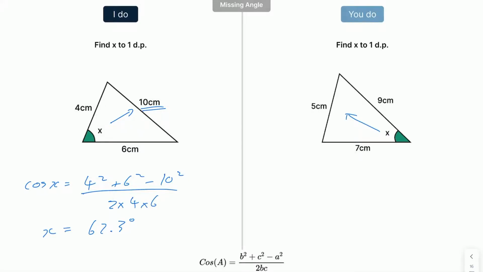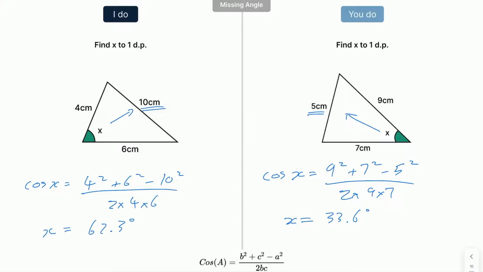The first thing you want to do is label the side opposite x. So now you know what A is, and now that you know what A is, you know how to write your formula. That's going to be 9 squared plus 7 squared. Like I said before, you can write the 9 and the 7 either way. B and C is just either this or this. It doesn't really matter which one it is, but it does matter what A is in the formula. That's why I keep underlining it. And for x, that gives me 33.6 degrees.